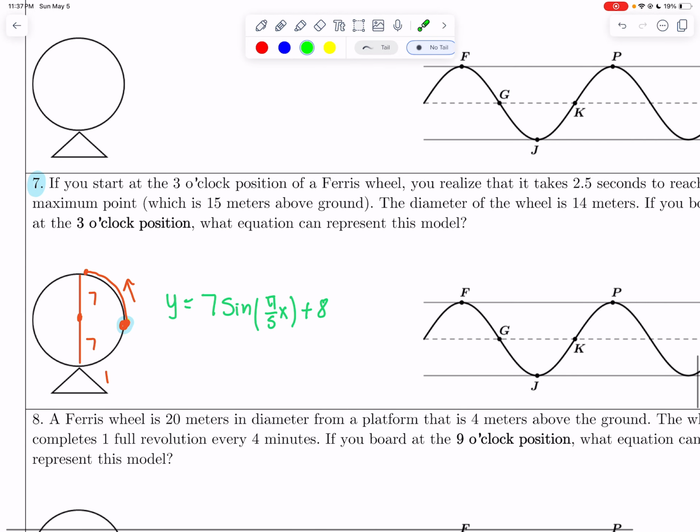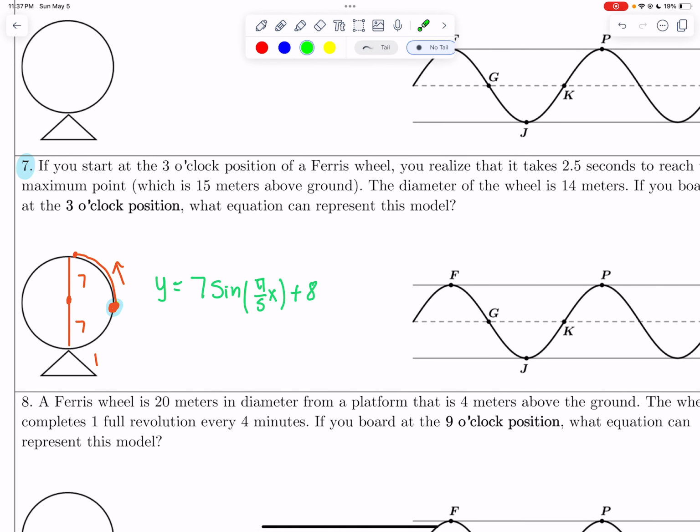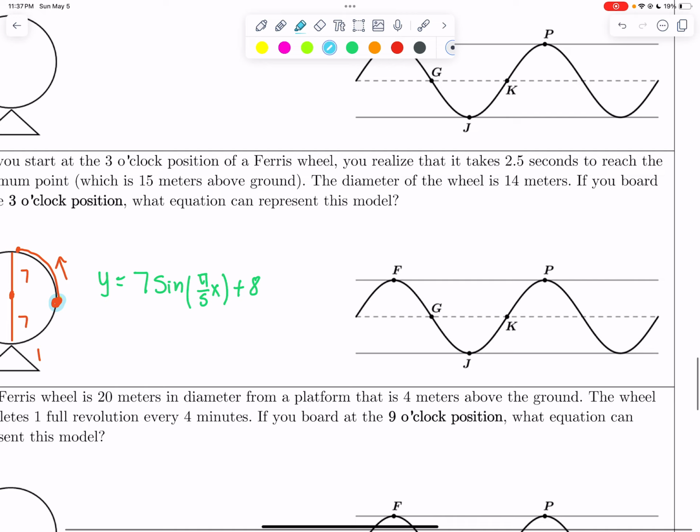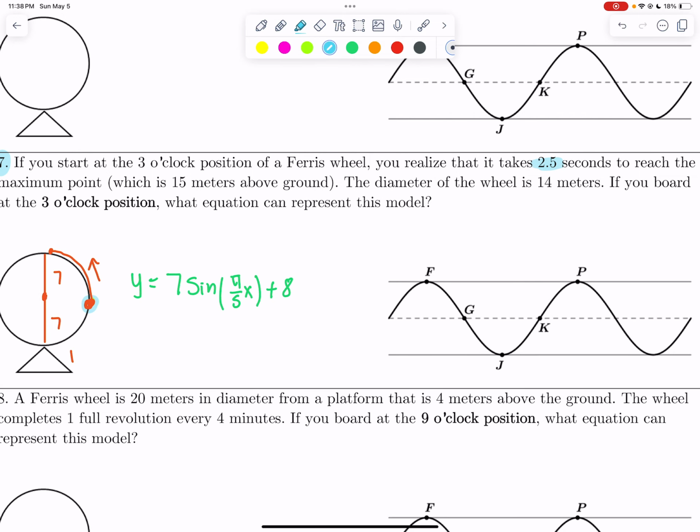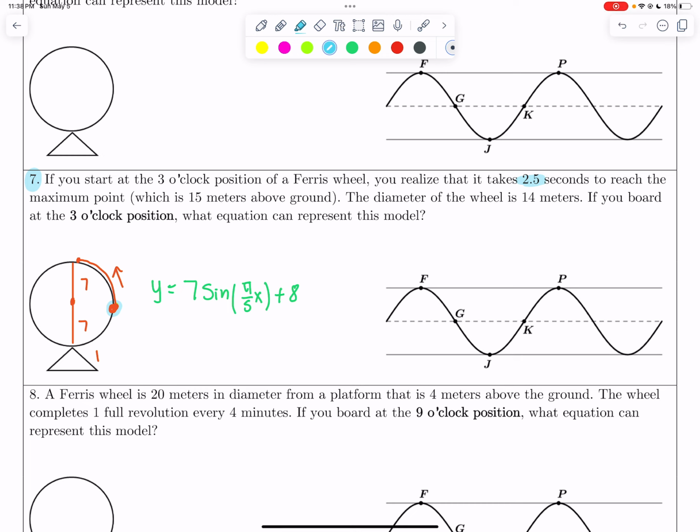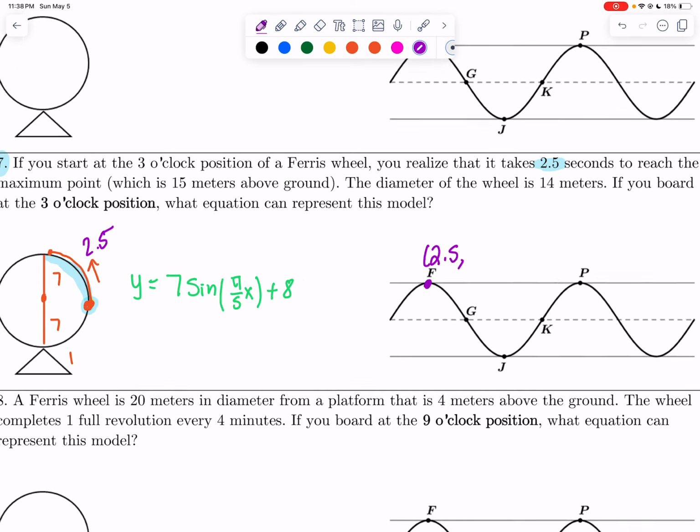Now, we're going to do the same thing for number 7, where I need to figure out, in relation to my current trig equation, what my maximum is right here, because I'm starting at my maximum F. Well, right now, it tells me that if I start at the 3 o'clock position, it's going to take me 2.5 seconds to reach the maximum point. So from here to here, it's going to take me 2.5 seconds. So it already told me what my quarter period is. And since I'm starting at the 3 o'clock position right here, this is going to be 2.5, and then whatever my maximum is.